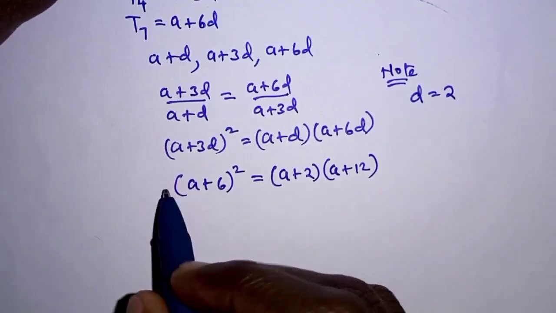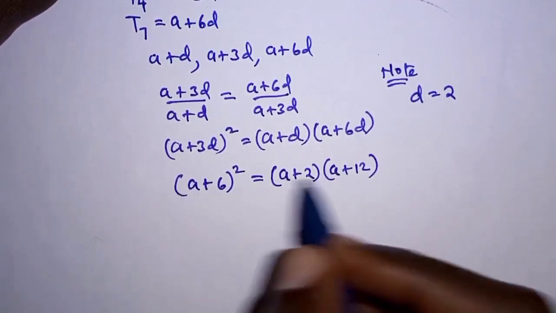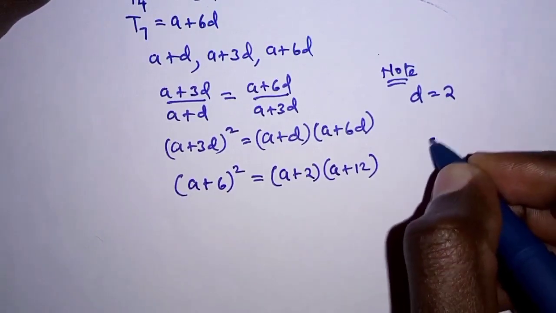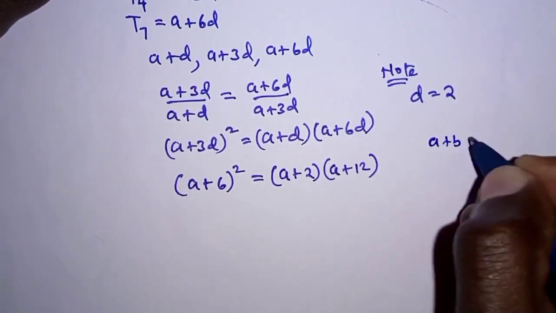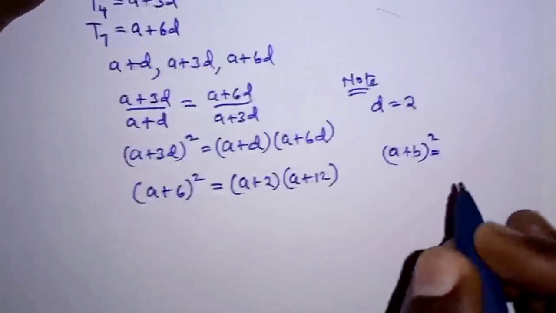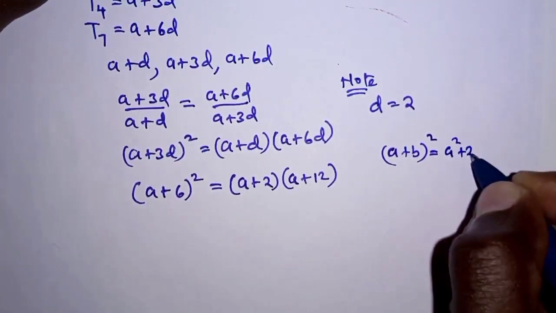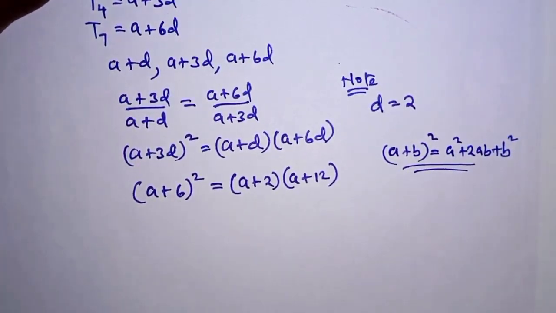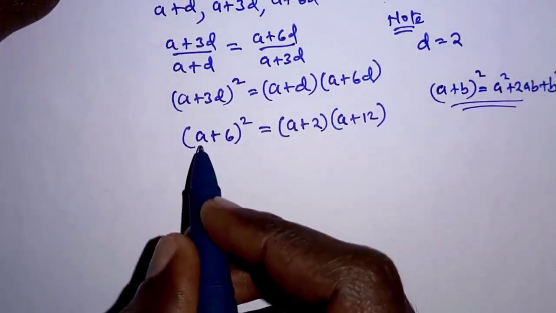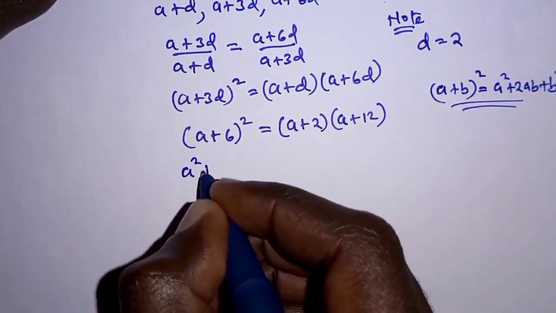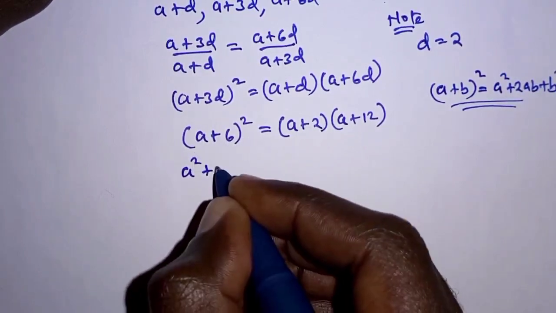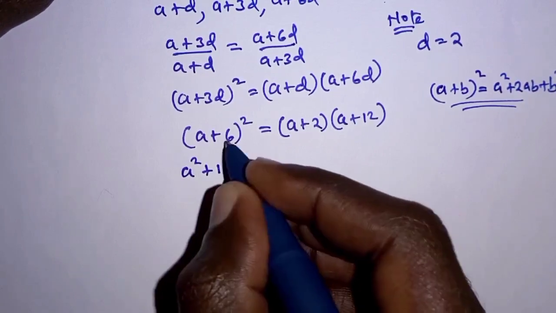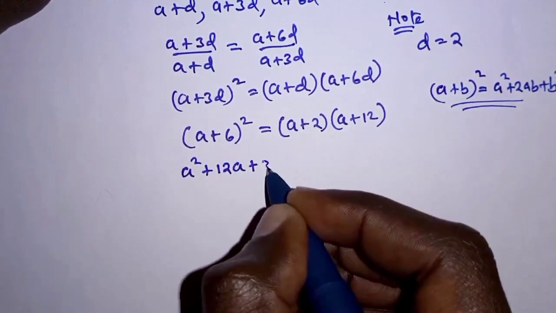Therefore, by expanding both left hand side and right hand side, for the left hand side I'm going to apply this identity, (A + B)² = A² + 2AB + B². So this is what I'm going to apply to expand the left hand side. So we have A² plus twice A times 6, that is 12A, and then plus B², so B is 6, so 6 squared is 36.